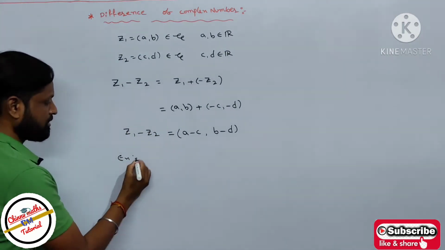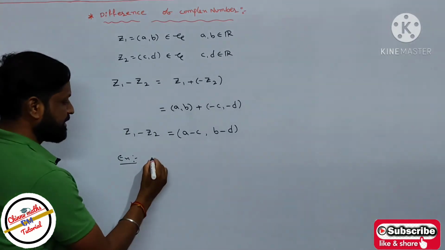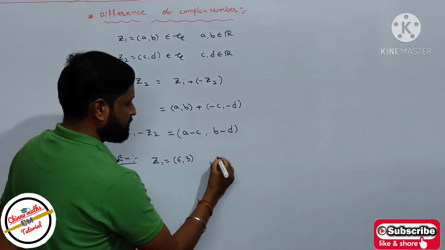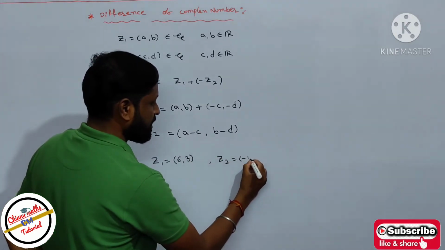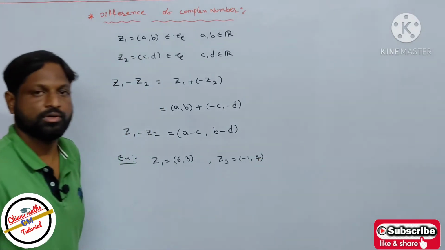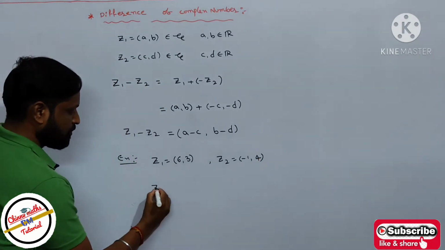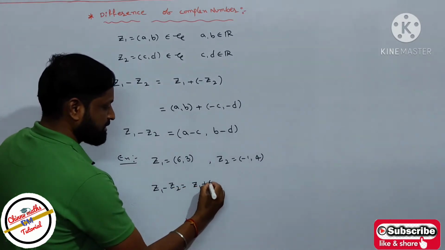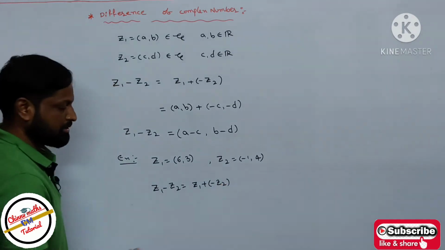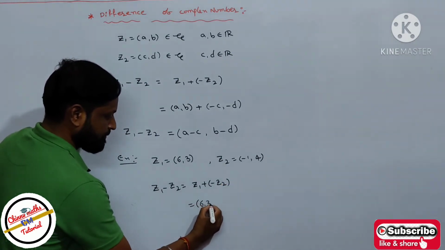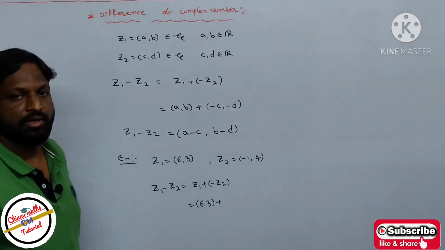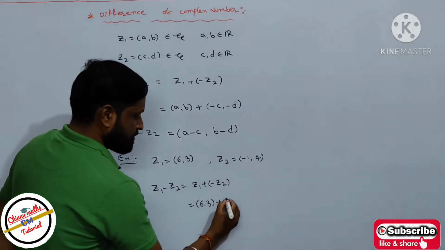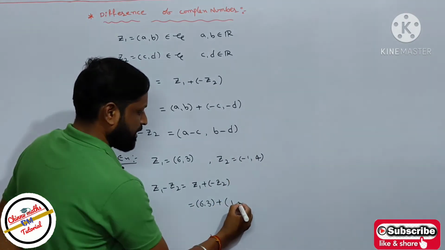Take one example, you can understand clearly. So z1 equal to, I will take 6 comma 3. Okay, z2 equal to, I will take minus 1 comma 4. Find the difference of two complex numbers. z1 minus z2 equal to, you can write z1 plus minus z2. z1 means 6 comma 3 plus minus z2, which is the negative complex of z2. You can just change the signs also. So minus 1 can be changed to 1, and 4 can be written as minus 4.